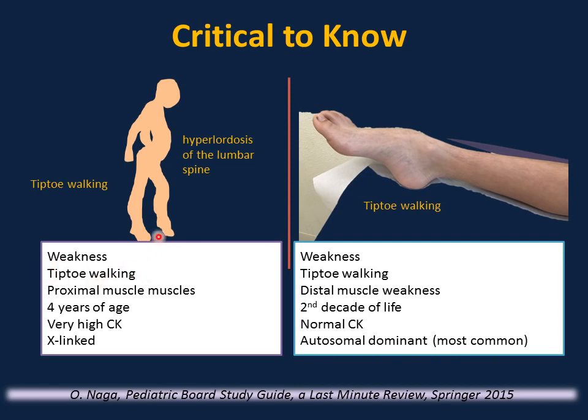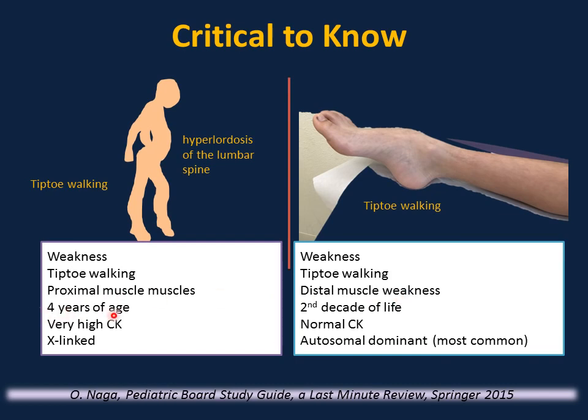So tiptoe walking may be the initial presentation in Duchenne muscular dystrophy. So for any child presenting with tiptoe walking beyond 2 years of age, you have to examine the child carefully and rule out cerebral palsy, Duchenne muscular dystrophy, and other conditions. The weakness in Duchenne or muscle dystrophy is proximal. In this condition it is distal.